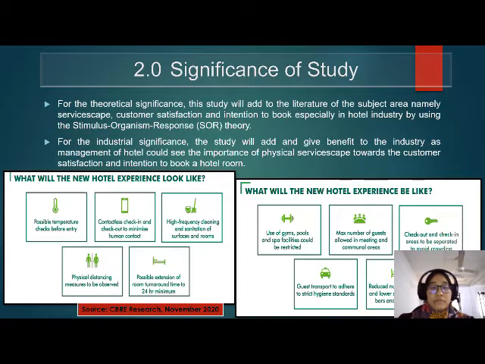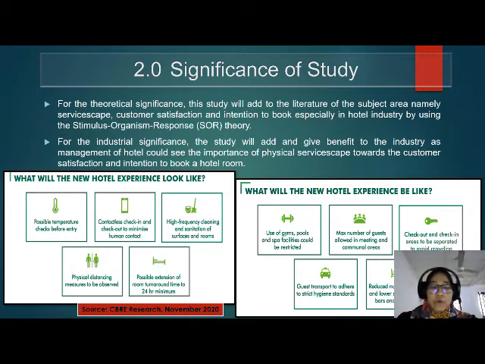Now we move on to the significance of the study. For the theoretical significance, this study will add to the literature of the subject area, namely Servicescape, customer satisfaction, and intention to book, especially in hotel industry, because this study is using the stimulus organism response or SOR theory. For the industrial significance, the study will add and give benefit to the industry as management of the hotel could see the importance of physical Servicescape towards the customer satisfaction and intention to book a hotel room.